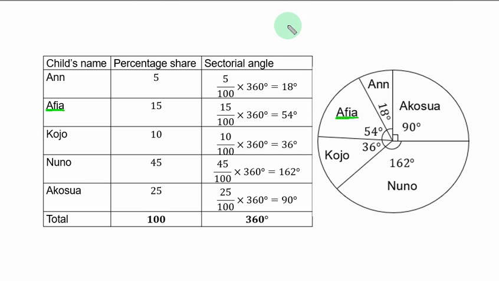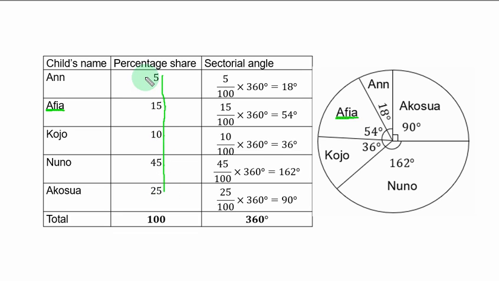In order to draw the pie chart, we need to convert the percentage share to degree equivalent. To do that, you need to get the total percentage share. That is simply adding all together. 5 plus 15, you have 20. 20 plus 10, you have 30. 30 plus 45, you have 75. Plus 25, you have 100.